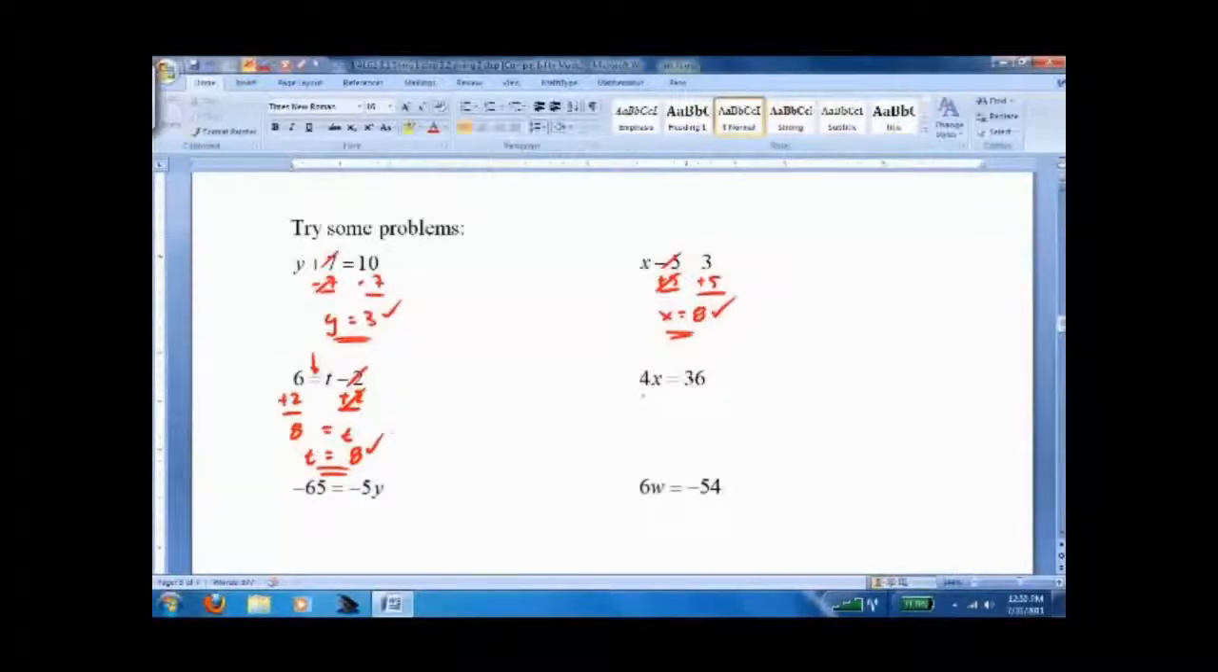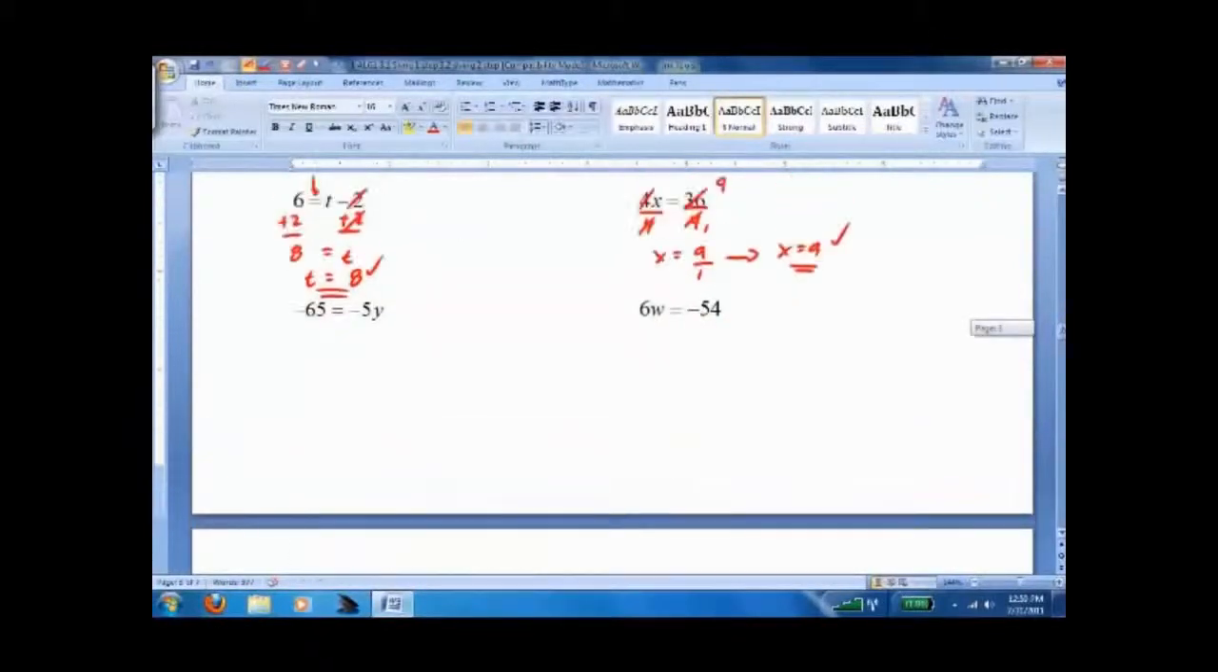Checks. Divide by 4 on both sides. Cancel. Cancel. X equals 9 over 1. X equals 9. 4 times 9 is 36. Checks. Divide by negative 5. Divide by negative 5. Cancel. Get 1. Get 13. 13 equals y. Like we said before, we can write it y equals 13.